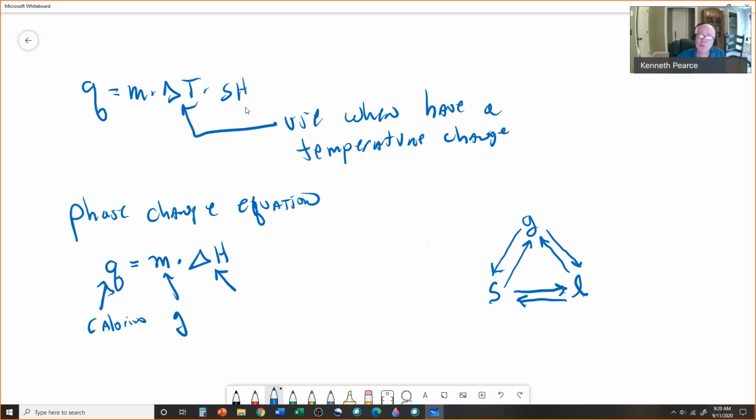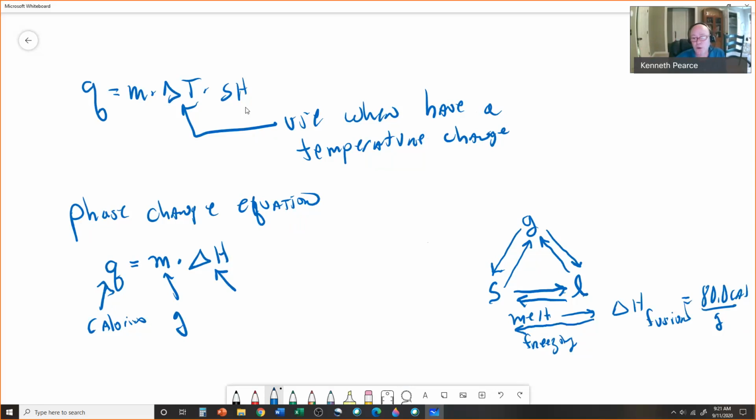And for water, which is what we're going to use for all our calculations, although every substance has different delta H's, from solid to liquid, which is melting, delta H is called delta H of fusion, and it is 80.0 calories per gram. Now, going back in the other direction, it's the same number, but we call that freezing. So if you're freezing or melting, you have something called delta H fusion, and it's 80.0 calories per gram.